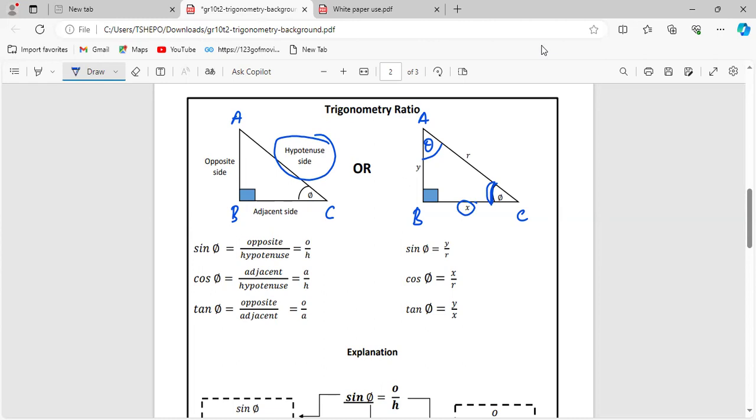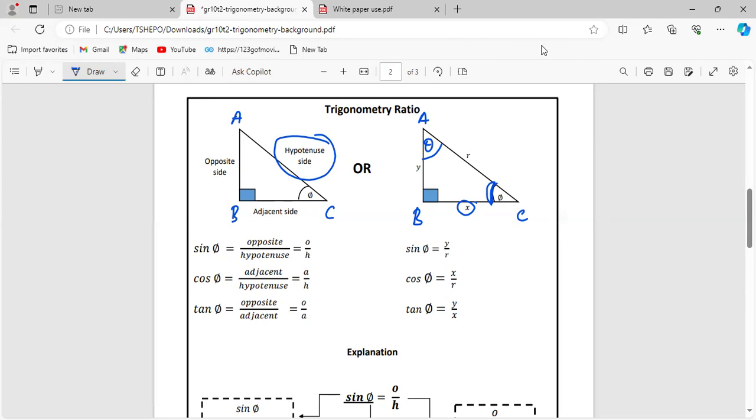So you see in this diagram, we said side y is the opposite side. Yes, side y is opposite, but to which angle? To angle phi, which is this angle over here. But to angle theta, side y is going to be the adjacent. Remember, adjacent means something close or next to. That's why we call it the adjacent side, because it's close to the angle of interest in this case.